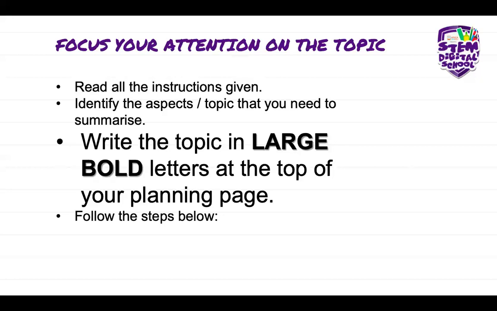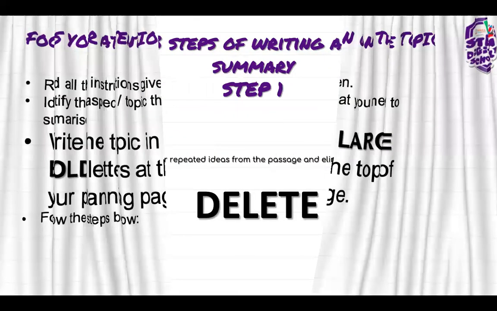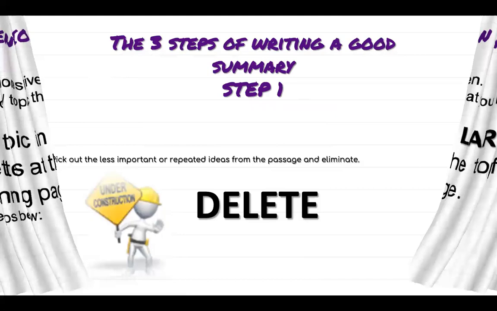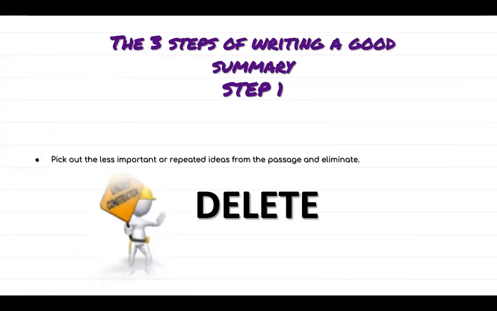So be very careful. Identify the topic that you need to summarize. That's very important. And then write the topic in large bold letters at the top of your planning page, and then follow the steps below. Number 1, step 1 is what? Delete. Pick out the less important or repeated ideas from the passage and eliminate them.